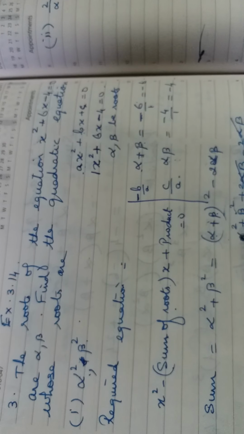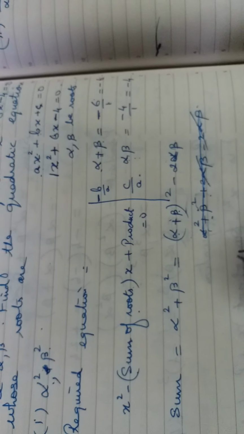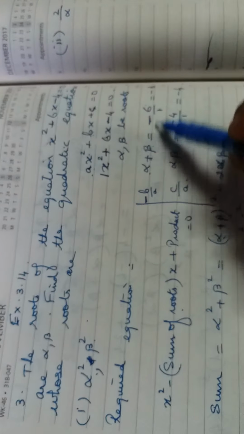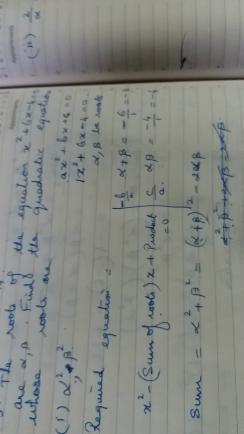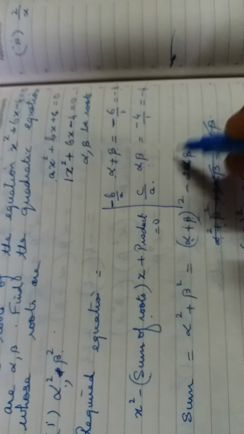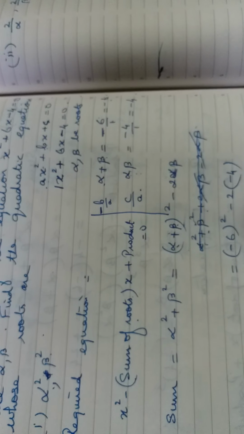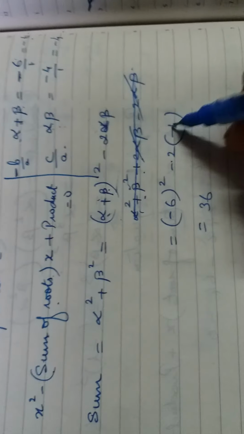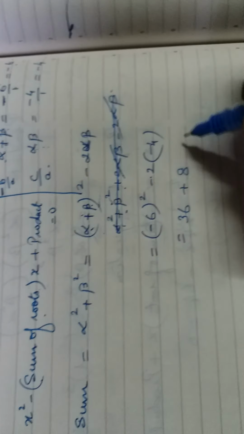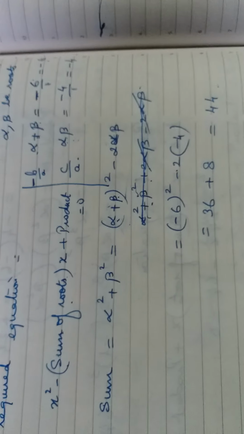So I am using this formula here. Alpha plus beta value you have found as minus 6. So minus 6 square minus 2 into alpha beta value, which is minus 4. So 6 square is what? 36. Minus into minus will become plus. So you will get 36 plus, minus into minus is plus, 2 4s are 8. It is equal to 44.